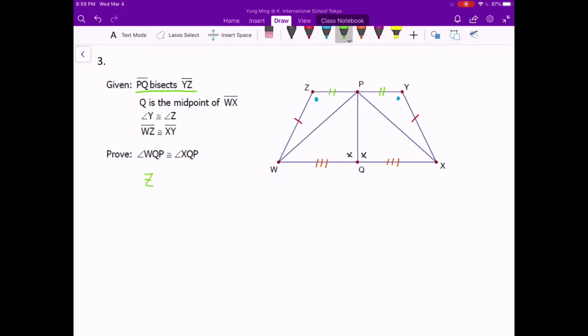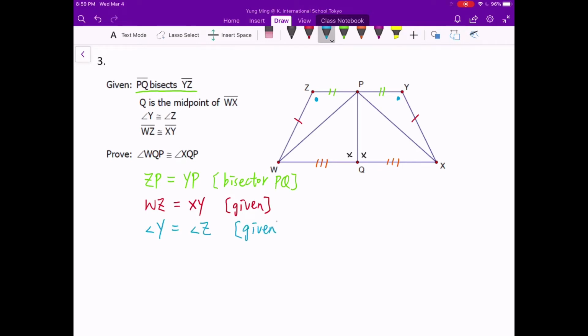First of all, we have ZP equals YP. Okay, and the reason behind that is bisector PQ. Second of all, we have WZ equals XY. This is given. Now third, we have angle Y equals angle Z. This is also given. So with that, we can actually prove the fact that triangle PZW is congruent to triangle PYX. Okay, this is SAS congruence over here.